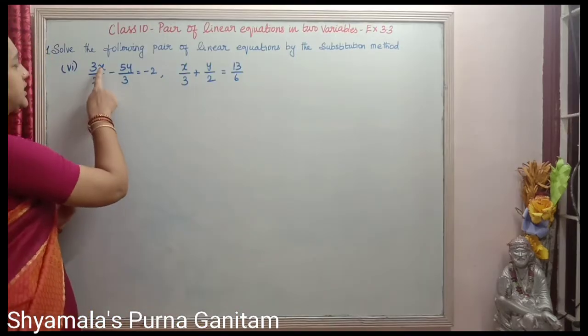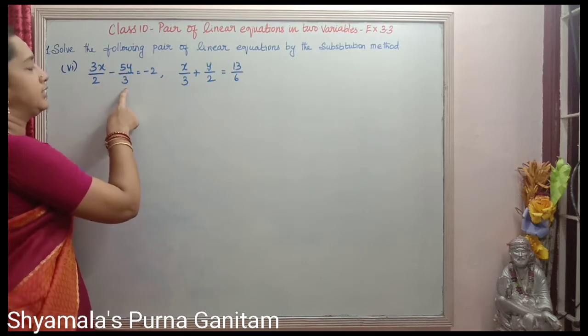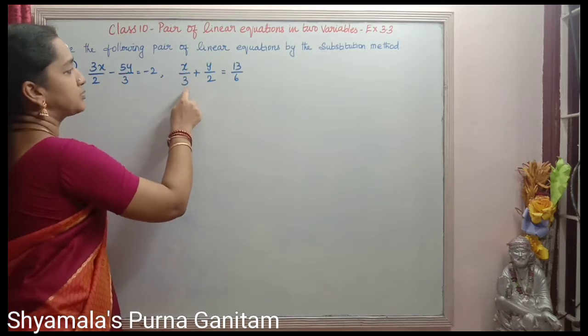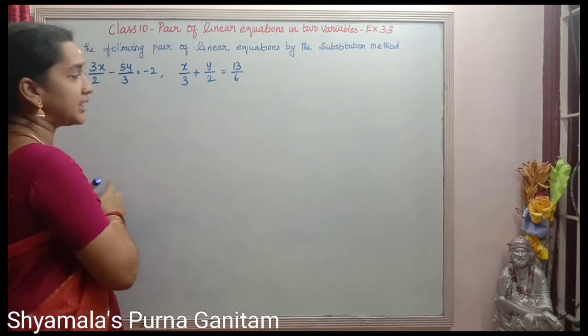Now sixth sum is 3x by 2 minus 5y by 3 is equal to minus 2, and x by 3 plus y by 2 is equal to 13 by 6.